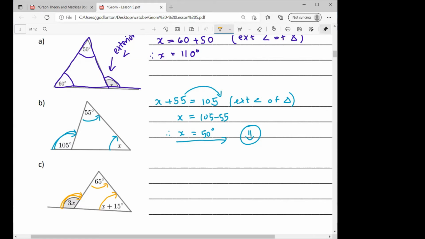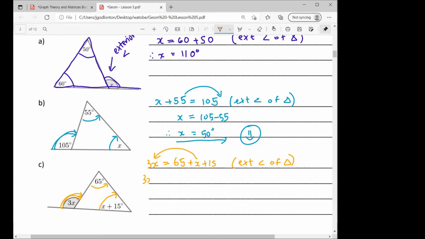Beautiful. Okay, so I'm seeing some lovely answers coming in. So let's write our steps out. So 3x, that's our exterior angle, is equal to 65 plus x plus 15. And our reason is exterior angle of a triangle. Now I'm going to move that x onto the left.